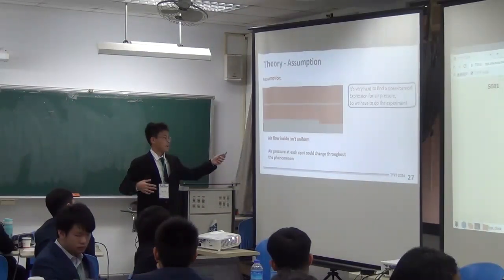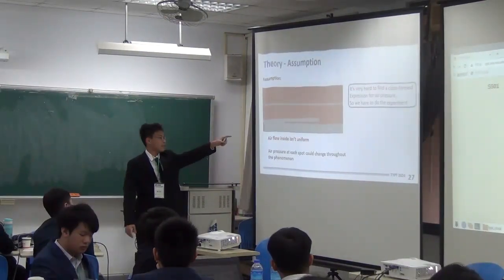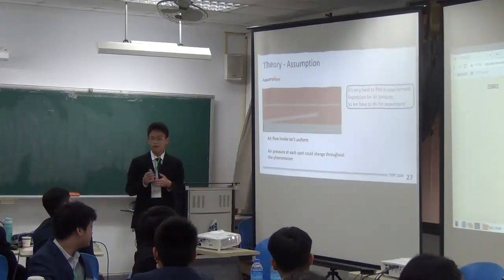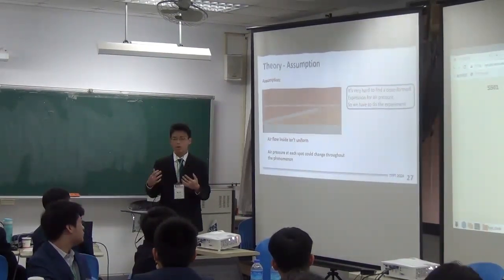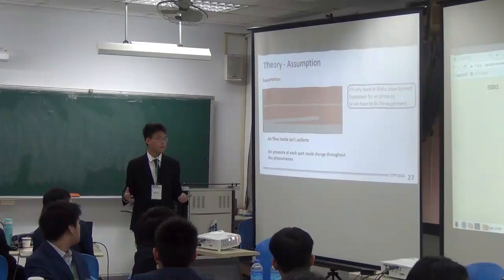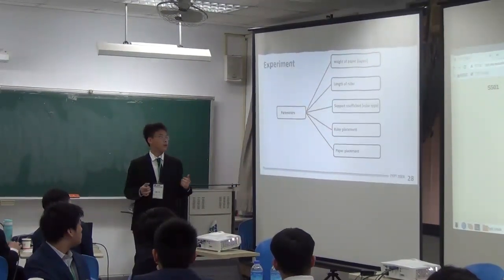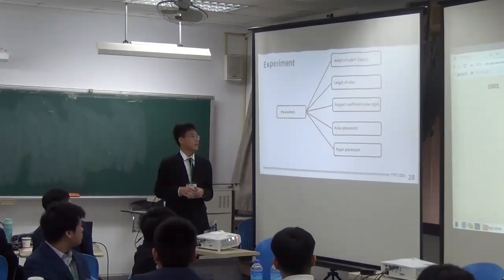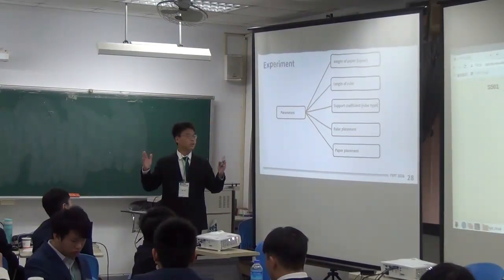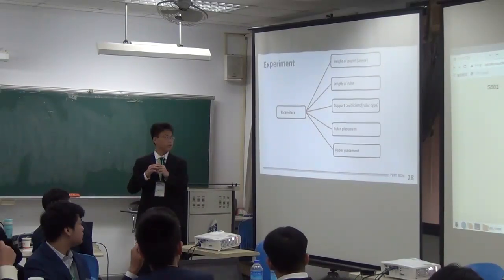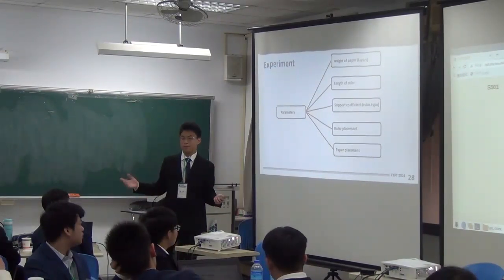Because the air inside isn't uniform, as you can see, it goes a lot of different ways. So it's very hard to find a closed-form equation for this phenomenon. So we can do the experiment to learn some of it. Here's the experiment. I think the parameters are the weight of the layers, the weight of the papers, the length of the ruler, the support coefficient for the ruler placement, and the paper placement.